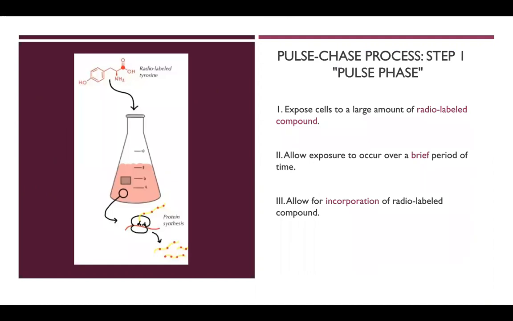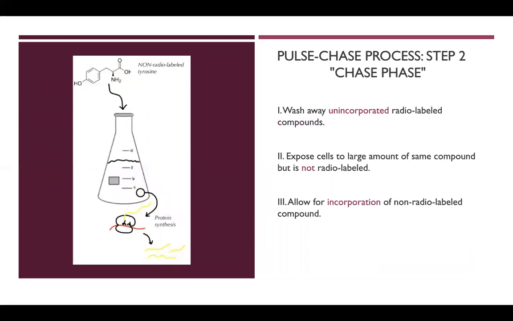The pulse chase method is divided into 3 different stages, the first being the pulse phase. The pulse phase occurs when cells are exposed to a large amount of a radio-labeled compound over a brief period of time. In this picture to the left, a radioactive amino acid, tyrosine, is introduced. The labeled amino acid is then incorporated into the proteins via the process of protein synthesis, which can be seen in the picture. The red dots on the finished proteins represent the radio-labeled tyrosine.